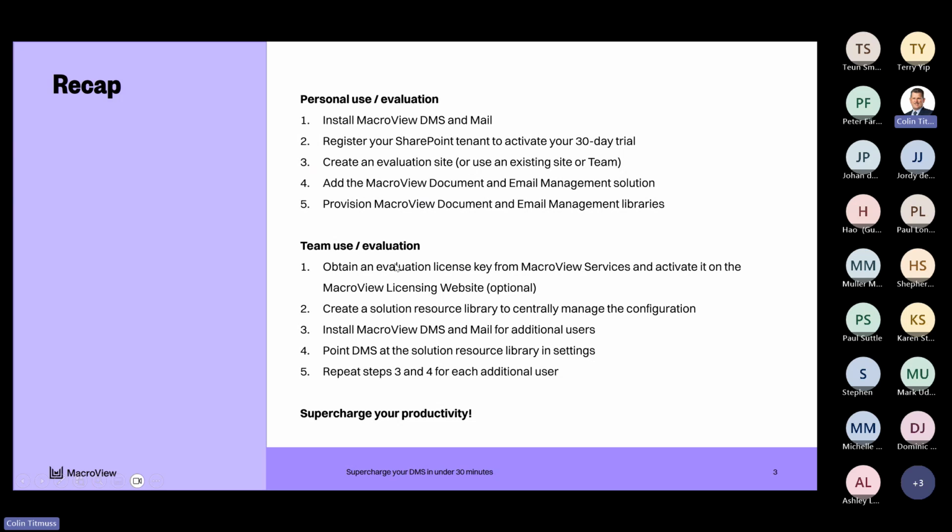If you want a team evaluation, you can get a license key to align them, and that's optional. You still can have people working to a different expiry, but then you also have the option to create that central resource library where you're going to manage the configuration. And then for further deployment, you just need to install the software and point them at that resource library and then repeat. And you have supercharged your productivity. You can get all the benefits of that interface while still also having the option to keep working in the browser where necessary.